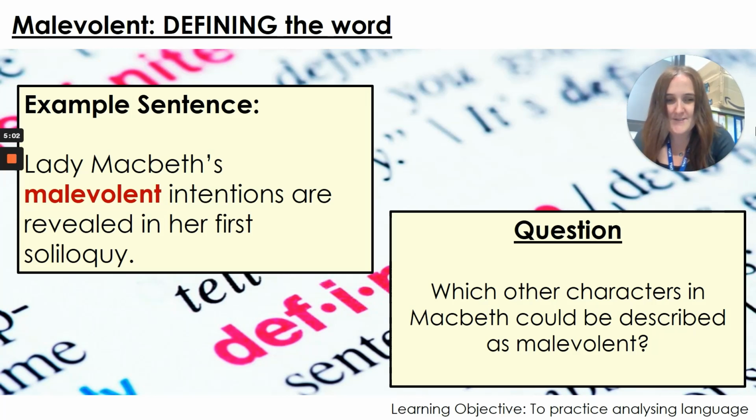So I'm hoping what's coming straight to your mind there are the witches, okay? The witches have malevolent intentions. They wish harm, they wish these evil things to happen to Scotland. Potentially some of you are thinking about Macbeth as well. His intentions are certainly malevolent when he decides to kill and murder King Duncan.